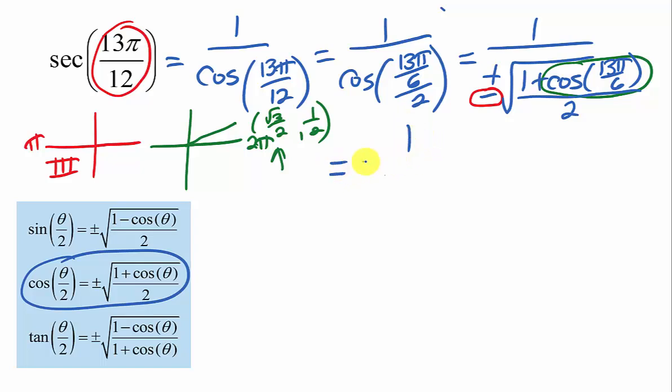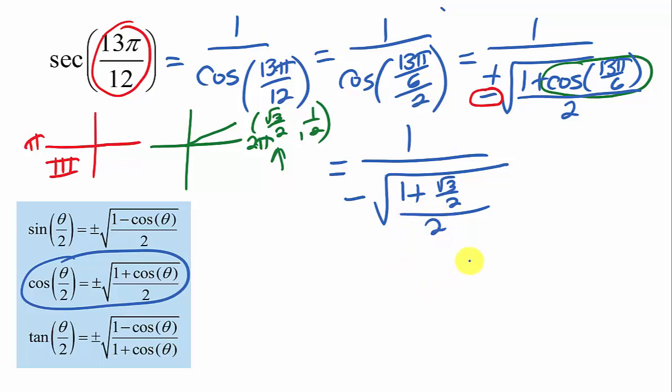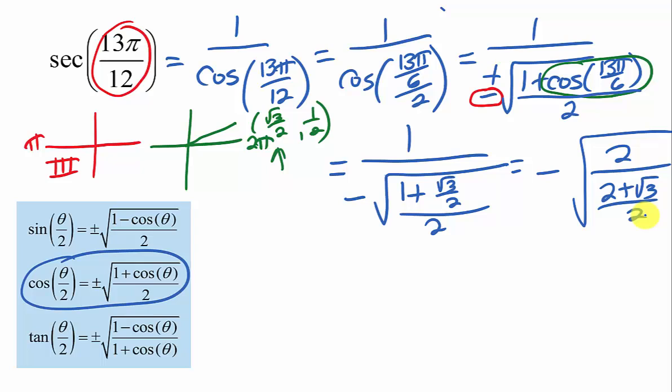So this will equal 1 over negative square root of 1 plus our cosine of 13π/6, which is square root 3 over 2, and then that's over 2, and all of that's underneath the radical. Let's go ahead and multiply by the reciprocal, so we'll flip that over, so that's going to be negative, and we're just timesing it by 1. So that's going to be square root of 2 in the numerator, and we'll go ahead and get a common denominator here. That's going to be 2 plus square root of 3 over 2 in the denominator.